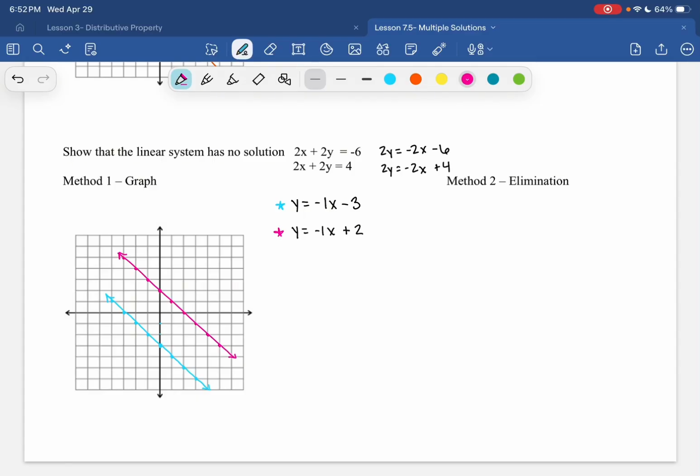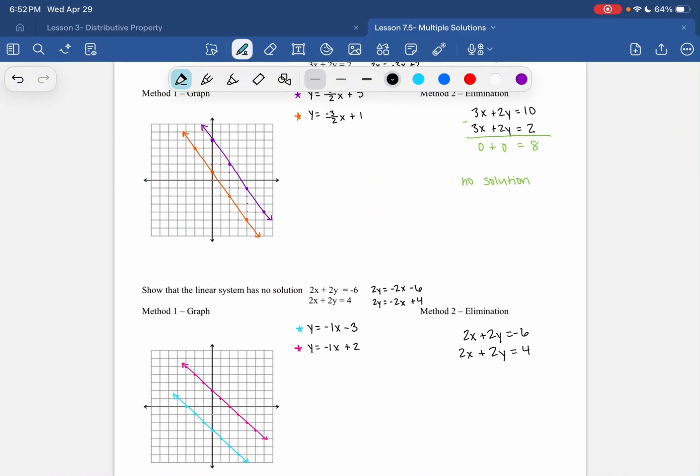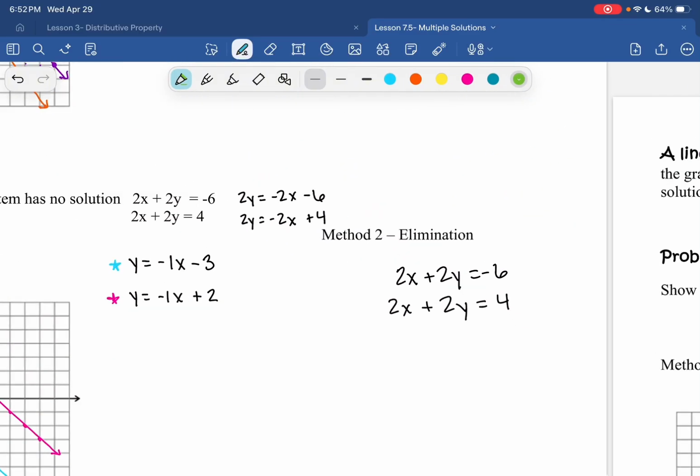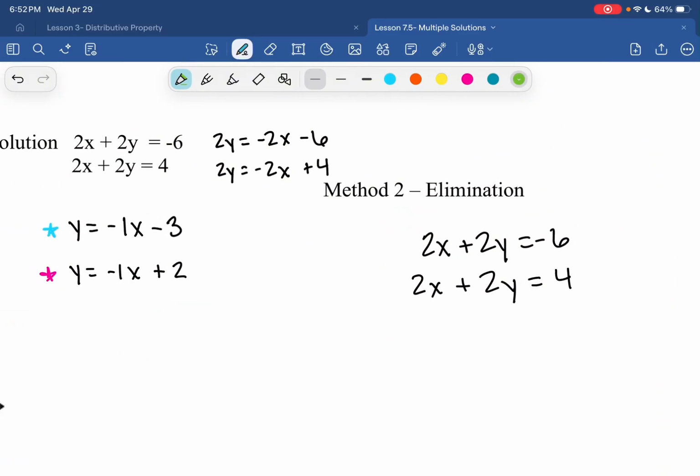Now, let's solve by elimination again. So let's rewrite the linear system. We got 2x plus 2y equals negative 6, and then we have 2x plus 2y equals 4. Now again, when you have the same coefficient, you're going to subtract. So I subtract, but when I subtract, that cancels x and y. So this is no solution.